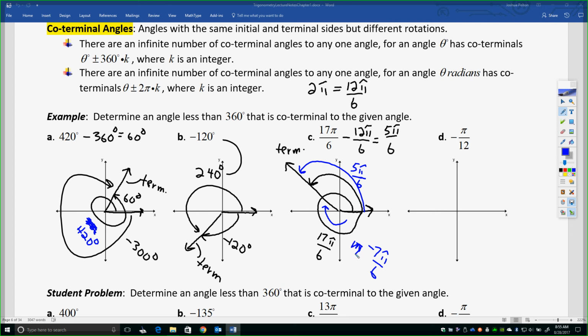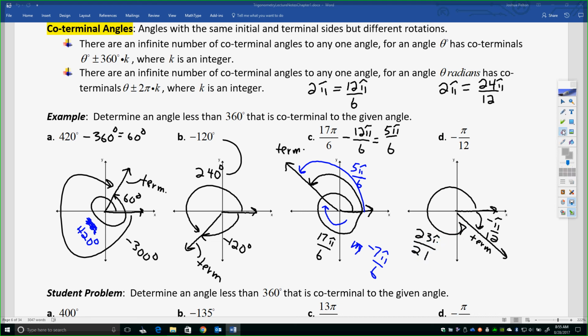Alright, let's try negative pi over 2. It's a little angle. I probably drew that too big there, but that's fine. Right there is my initial side, and that is my terminal side. We know that 2 pi is all the way around, so if I convert to 12ths, that would be 24 pi over 12, right? Since it has to be 360 all the way around, this one going this way is 23 pi over 12. Oops, 12, not 24. So that is the coterminal angle there, because they both have the same terminal side.